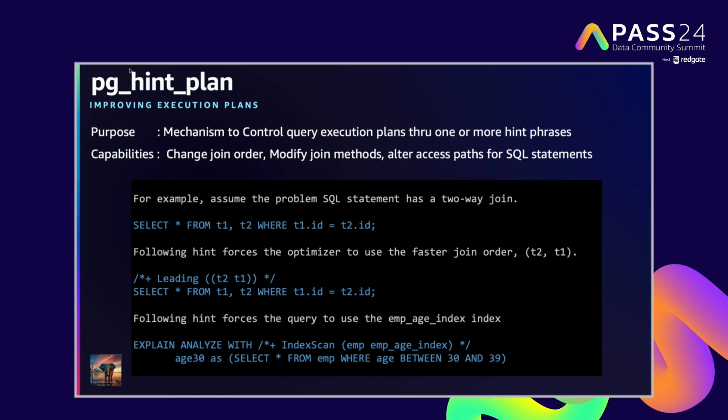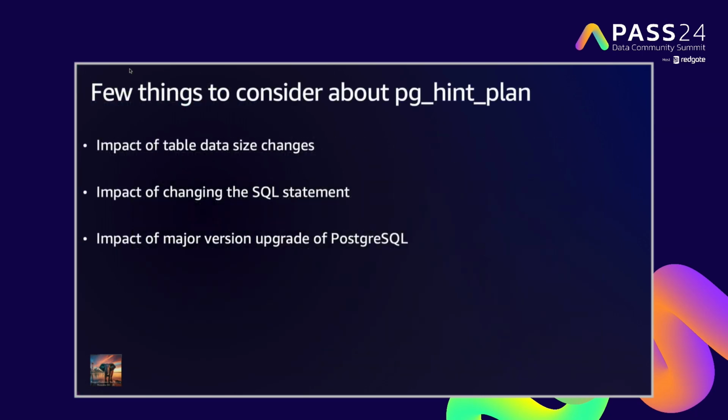It's a way of providing hints to SQL statements so that you can force an execution plan on a statement. This is good and bad. Good in the sense that you can get a plan you want, which is optimal for your particular data. However, once your data volumes grow, it might not end up being the best plan for that statement. So you've got to be careful as you use pg_hint_plan. You have to be mindful of table data size changes. If you change the SQL statement, like the table name or something like that, the hint might not work. And anytime you do major version upgrades, it might change the functionality and the hints might not work as you intended, okay?